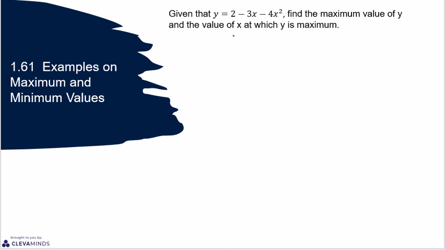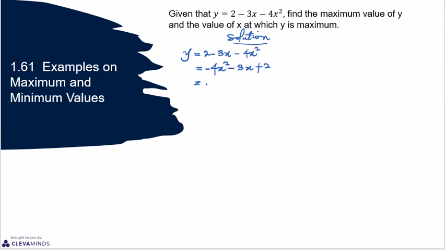So let's see the solution. So now we have y equals 2 minus 3x minus 4x squared, which can also be written as minus 4x squared minus 3x plus 2. The next thing for us to do is to solve by method of completing the square.